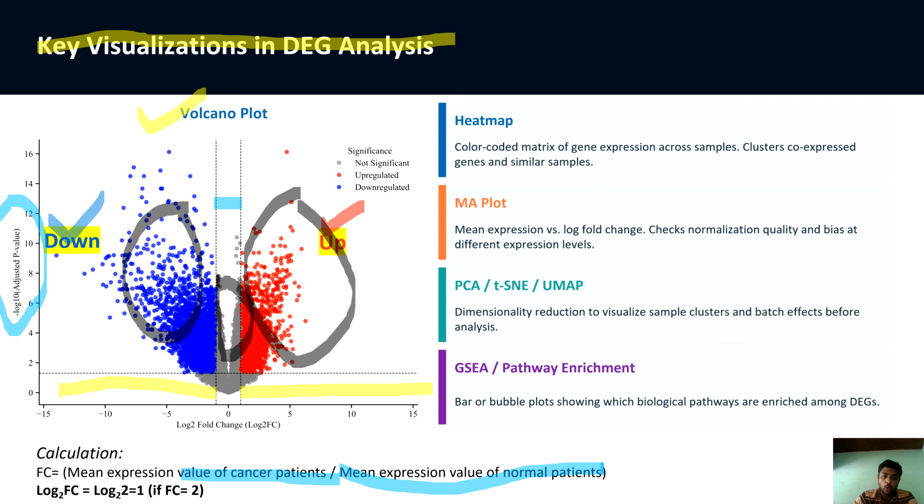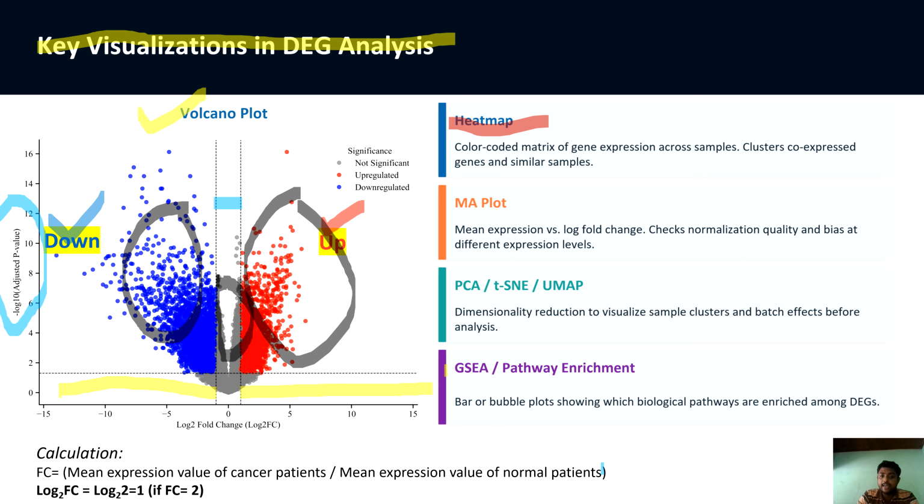And for log2 FC value, log2 equals 1 if FC is greater than 2, this is the calculation you can easily see from here. Okay, so this is the case, and also there are some plots, like heat maps, MA plot, the PCA, principal component analysis plot, and also t-SNE, UMAP, these plots also.